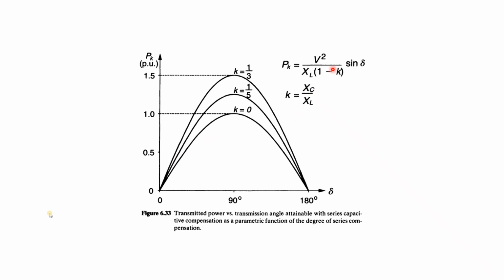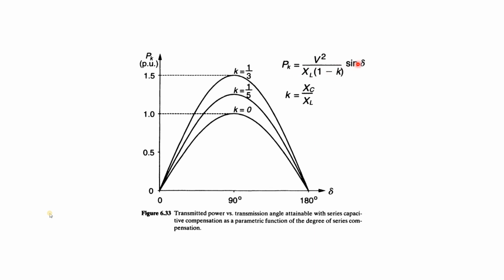So this curve is also represented in this way: when K is 0, the power will be V square by XL, that is the rated power, 1 per unit. Now, if the value of K is put in such a way that it is less than 1, say 0.2, then the denominator will be XL into 1 minus 0.2.